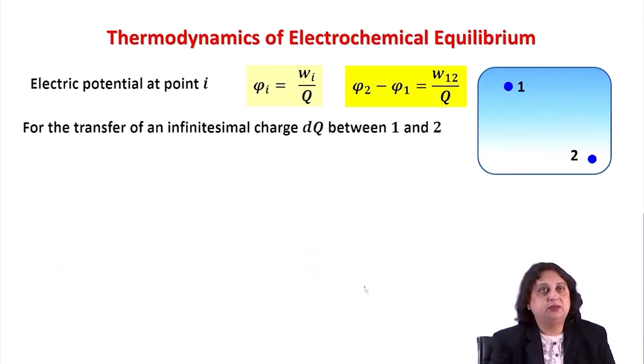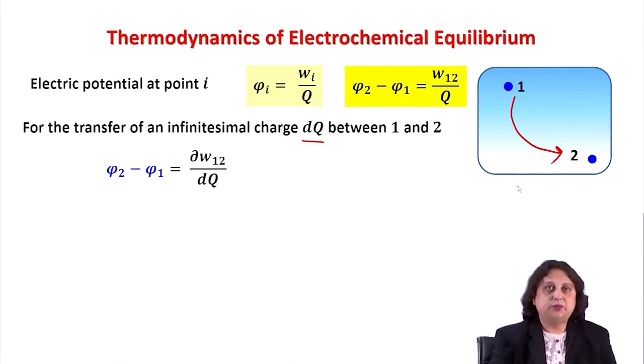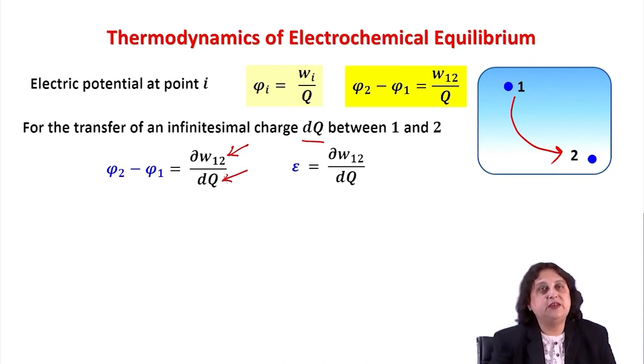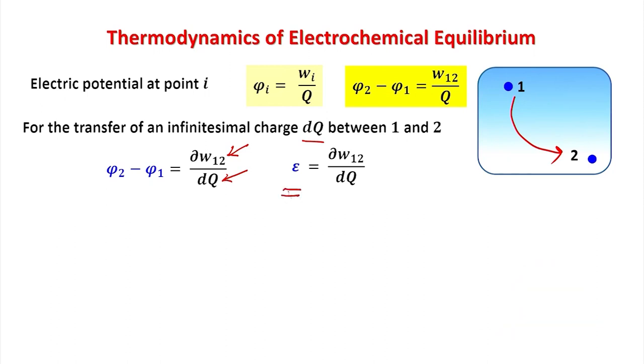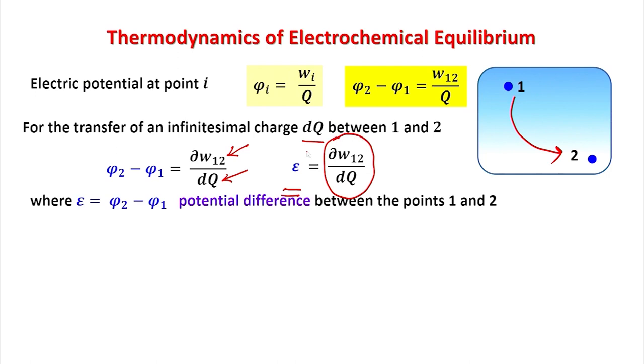Now, with this expression in mind, let me consider the transfer of an infinitesimal charge dq between the points 1 and 2. If I take this infinitesimal amount of charge, then phi 2 minus phi 1 is going to be a ratio of del W12 and dq, where del W12 is the infinitesimal amount of work done in transferring the infinitesimal charge from the potential phi 2 to a potential phi 1. Now, let me denote by epsilon this quantity that is shown on the right hand side. I will be calling this quantity the potential difference between the points 1 and 2.